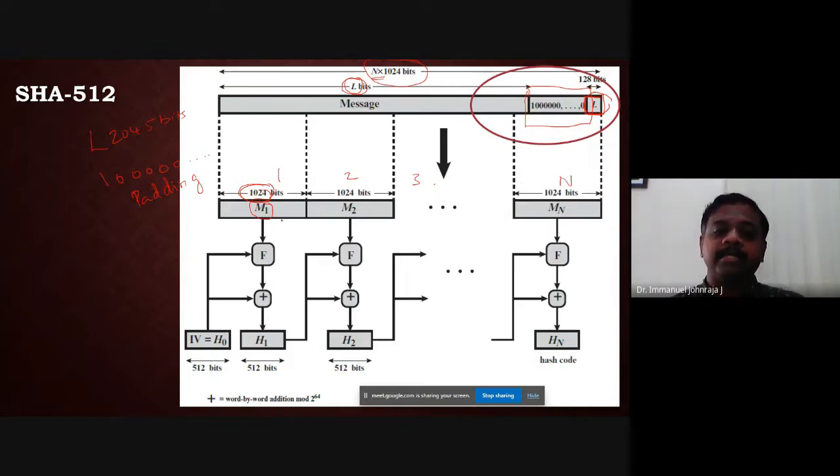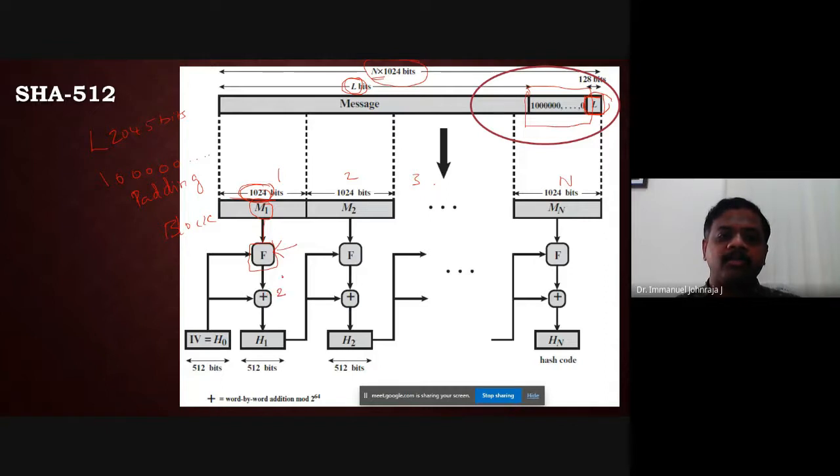And then these message blocks go through various transformations. That is what your output is. It goes to a function called f. It is very important for us to know what happens in this function f. And then you have your addition.